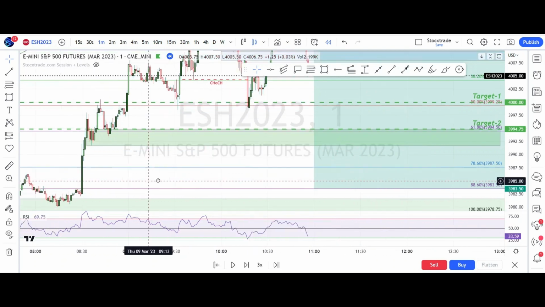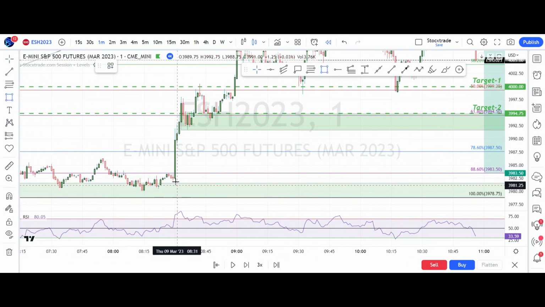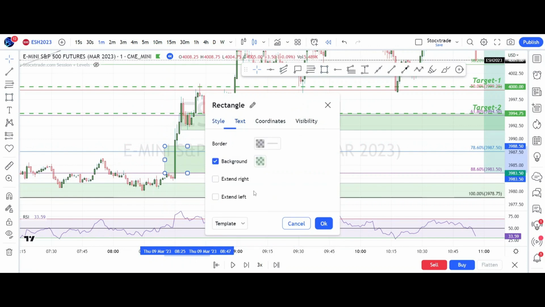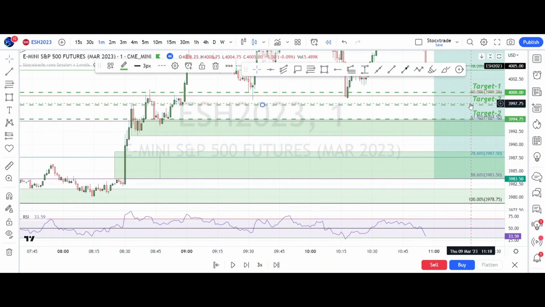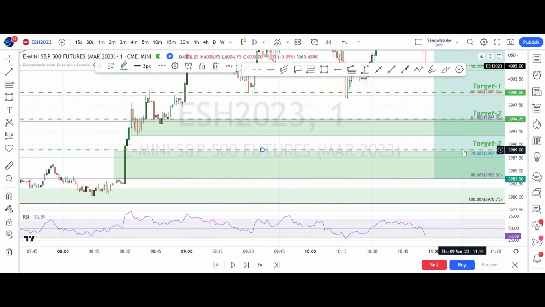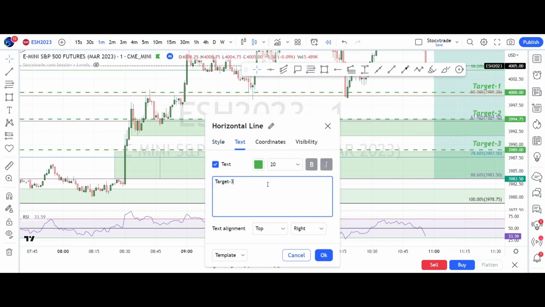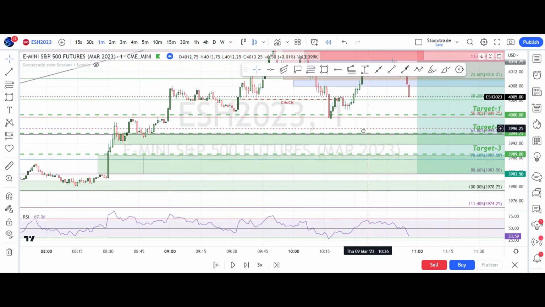And you can see there's a huge gap here. Okay, so what you can do here, you can mark your target 3 within this area. In every trade you are getting profits. Okay, and you can trail your stop loss.